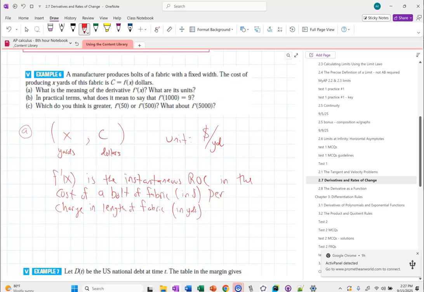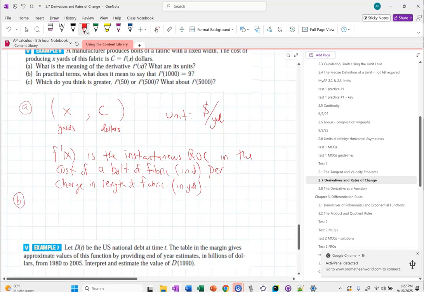Right? So it's just your instantaneous rate of change for the cost of that bolt of fabric per change in length of the fabric. Cost in dollars, length in yards. I included that in there. Is that okay? So the derivative is an instantaneous rate of change of y per x. It's just writing it out, yep.